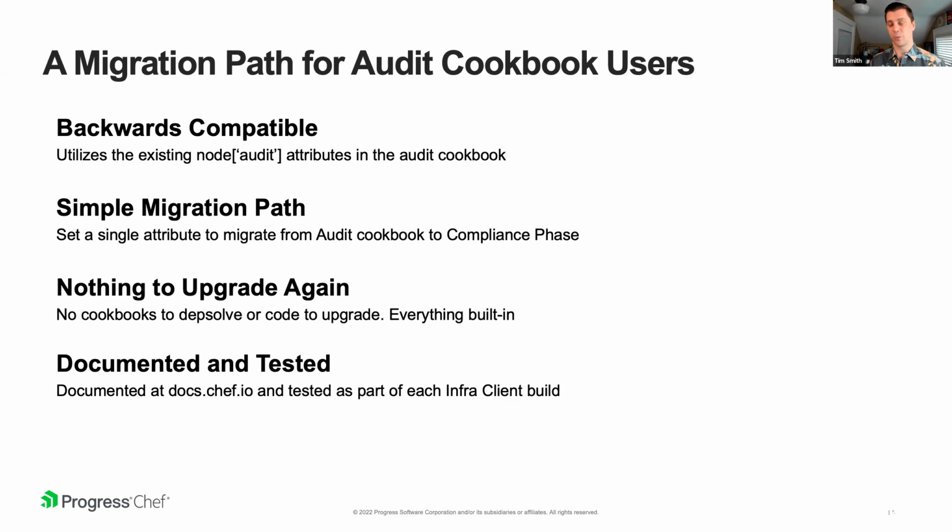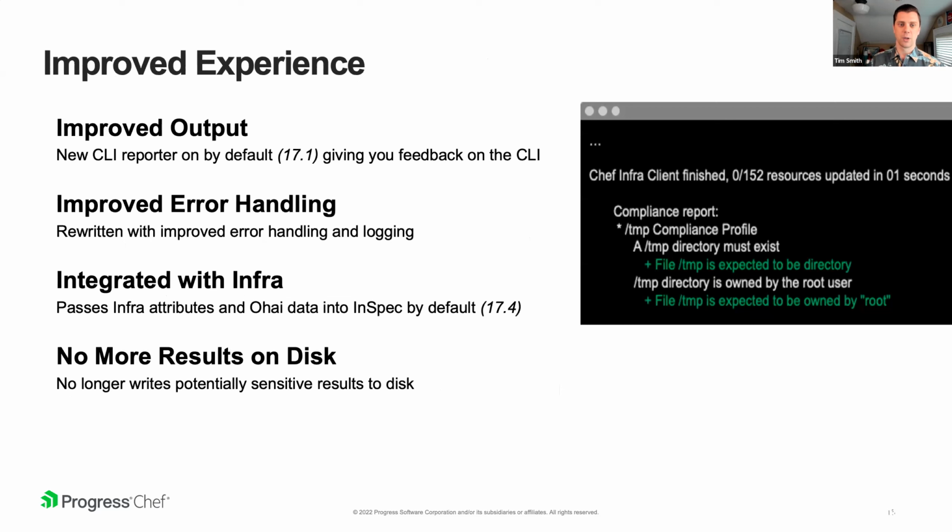Documentation is no longer within the Audit Cookbook. Now it's right on the docs.chef.io page. You can go under the Infra client and you can read all about compliance phase with a whole new set of docs that explains how to go through and set these up and how to migrate off of the legacy Audit Cookbook.